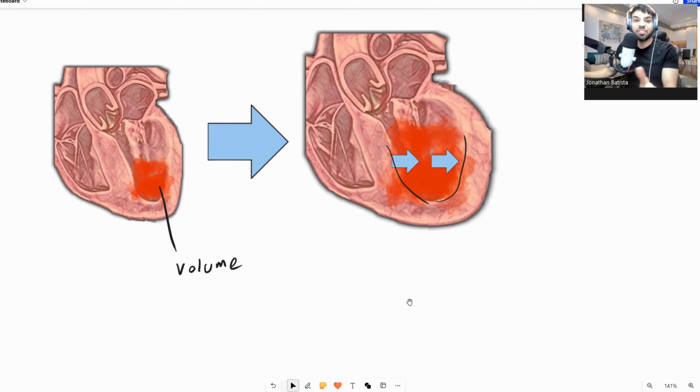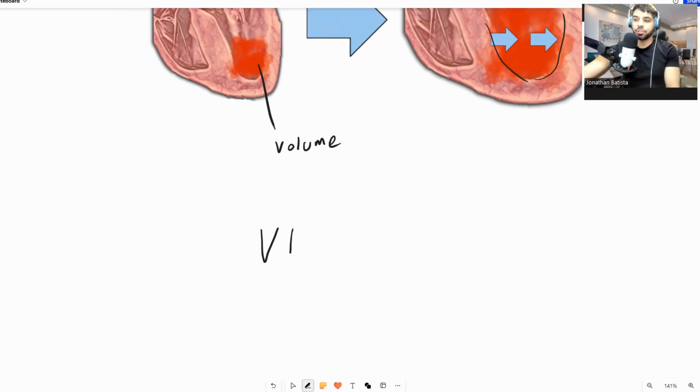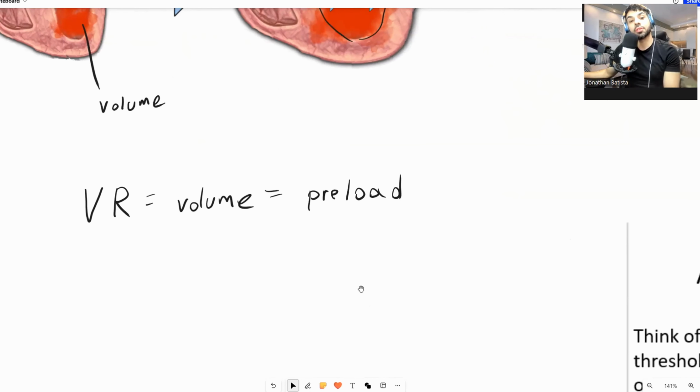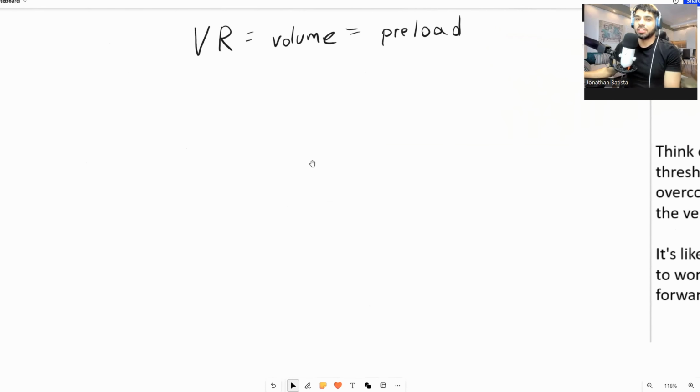So preload basically has to do with volume. And what's volume? Basically venous return. That's how you're getting blood into your ventricles. So venous return, volume, preload. Look at these words. Notice how these words are going hand in hand, right? Increase venous return, that's an increase in volume, that's an increase in preload. So understand that. Well, this should make sense.